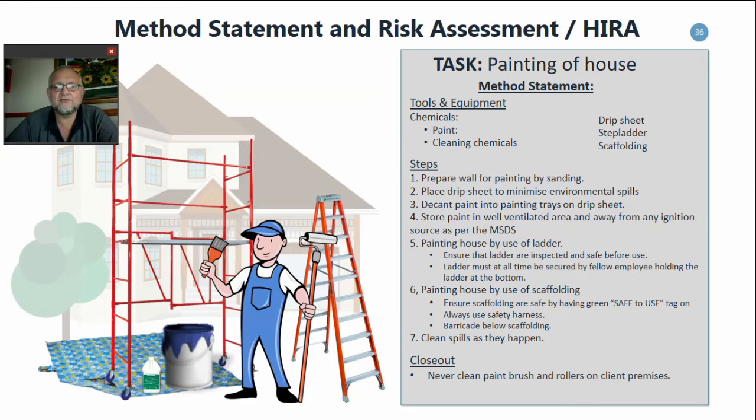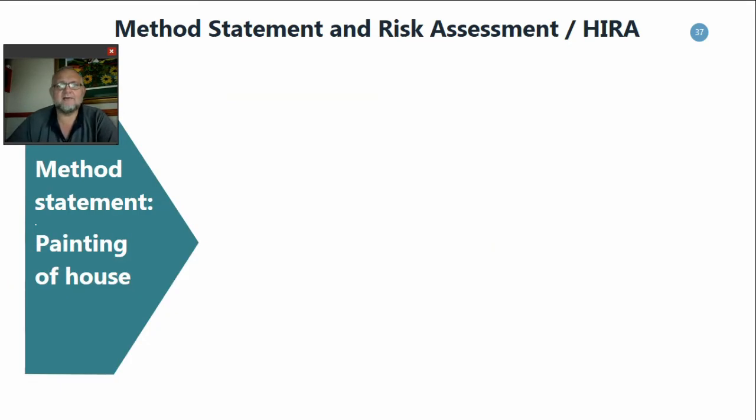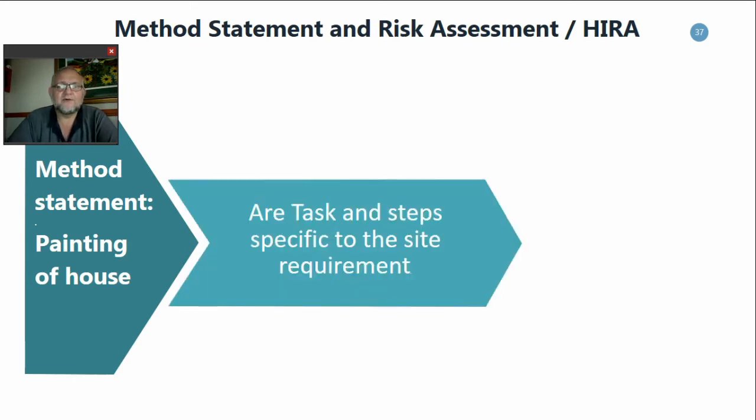This is then your method statement document. Now if we have a look at the content of that method statement, there's a couple of things that we need to look for. For example, painting a house, we must make sure that the tasks and steps are specific to that site. That is the majority of the times that safety files fail, because it is generic and not specific to the site.